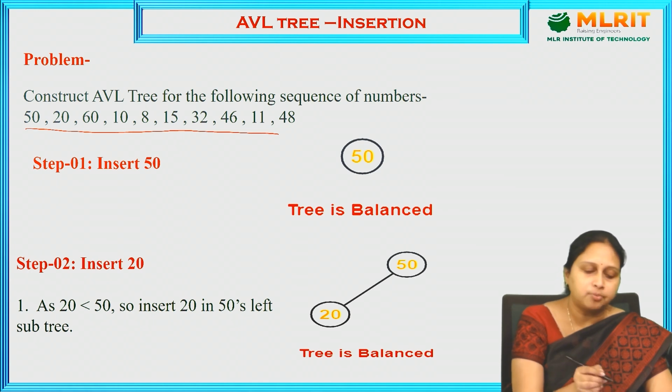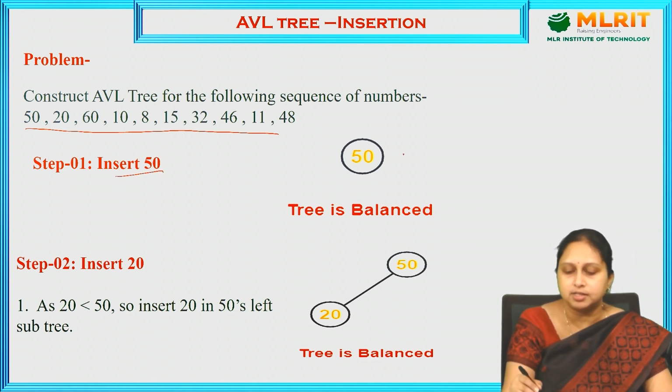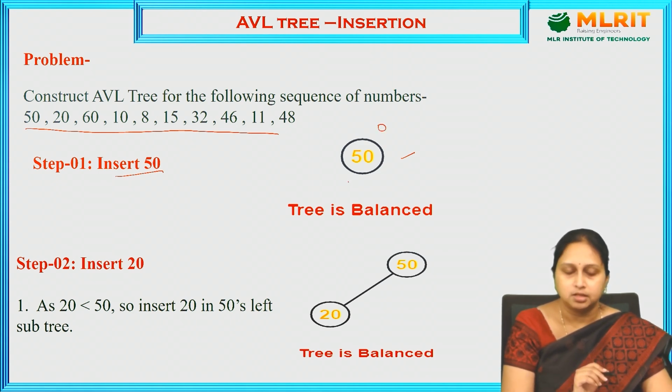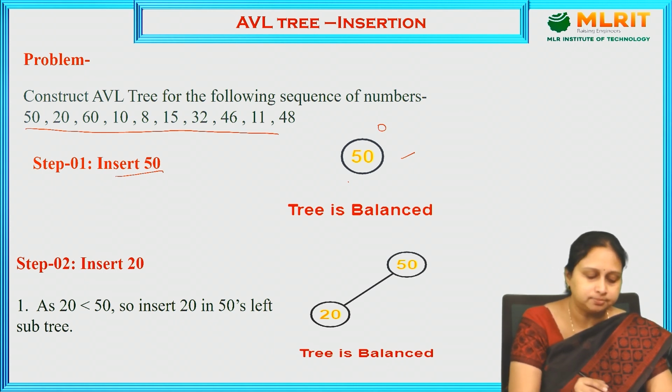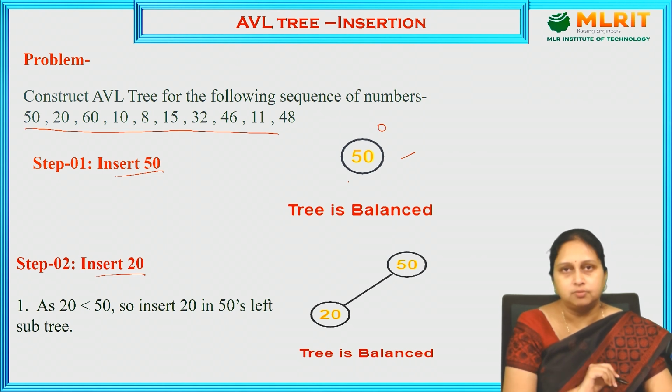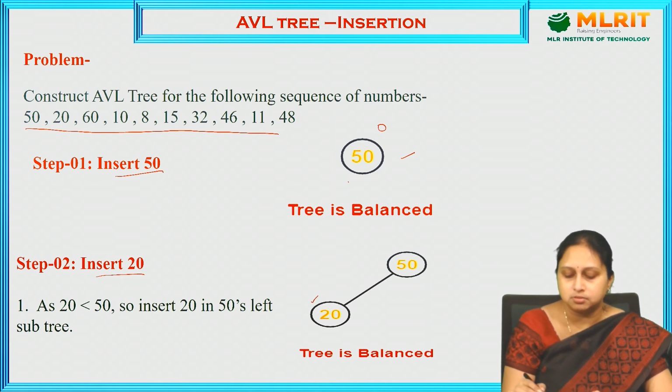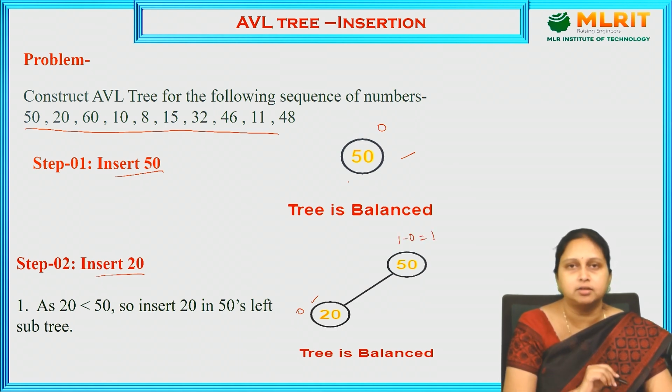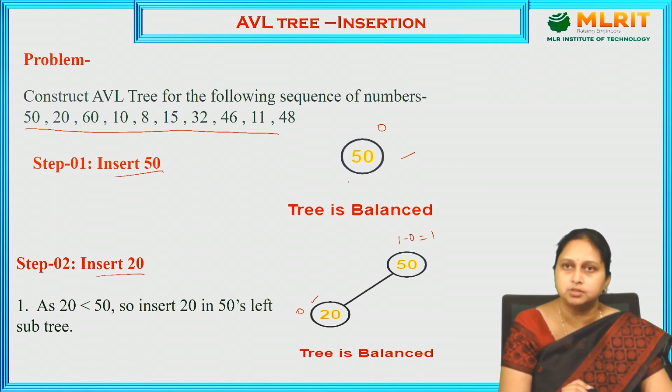Okay. First, I am going to insert 50. After inserting 50, check for the balance factor. It is 0, because you don't have left and right subtrees. Because of that, the tree is balanced. Now, I am going to insert 20. Check with the root node. Yes, it is less than 50, so I am going to insert 20 here. Now check the balance factor for this. This one is 0 because it is a leaf node; you don't have left and right subtrees. And for 50, it is 1 minus 0, so the balance factor is 1. You don't have any problem if it is 0, minus 1 or 1.